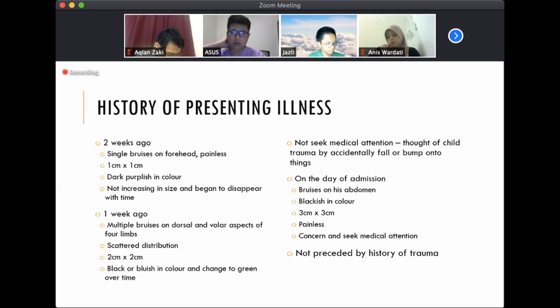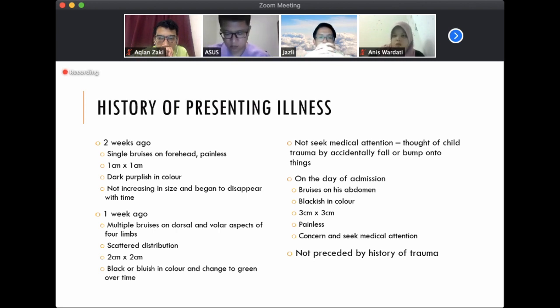Then 1 week later, the mother noticed multiple other bruises on the dorsal and volar aspects of the 4 limbs, upper limbs and lower limbs. They measured around 2 cm by 2 cm in a scattered distribution. The color of the bruises started from black or bluish, then changed to green over time and disappeared. The parents did not seek medical attention because they thought the child only had trauma, by accidentally falling or bumping onto things.